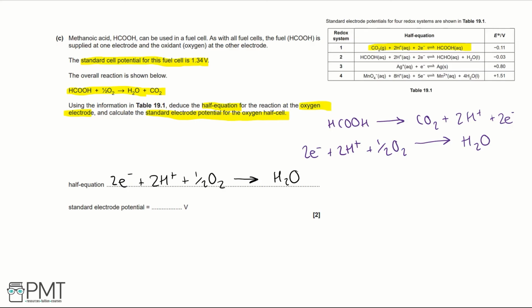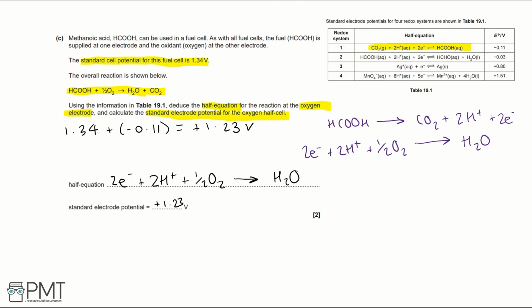So that's going to be 1.34 plus minus 0.11. So that's the overall fuel cell standard electrode potential plus the redox system's electrode potential of minus 0.11, and that's going to equal plus 1.23 volts, which we can write on the answer line.